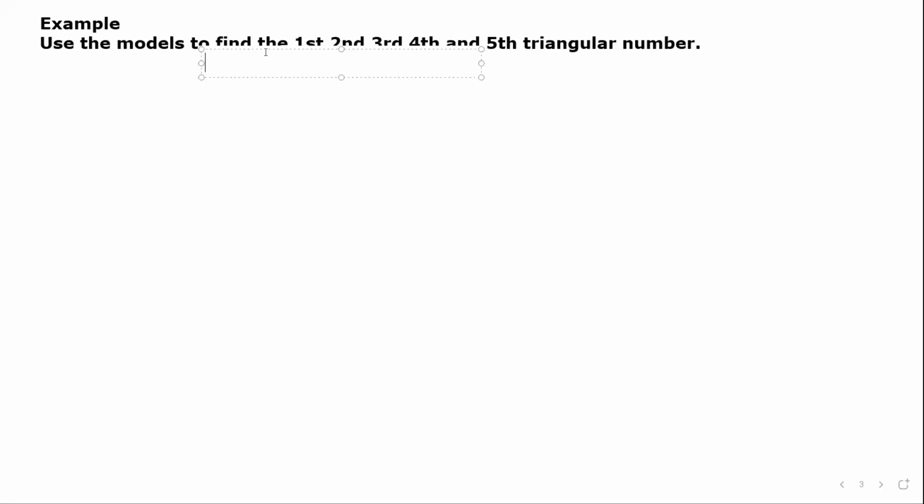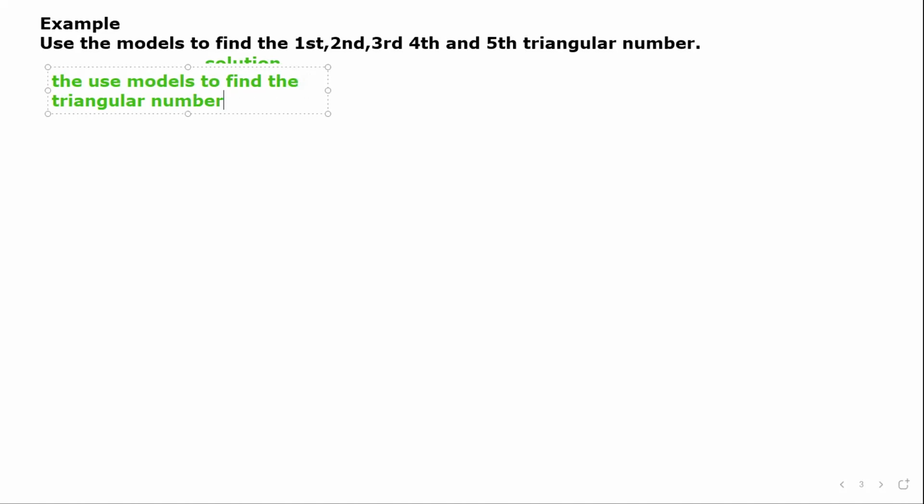So let me write my solution here. The use of models to find the triangular number. Good. Now with this, we said the first triangular numbers. The question here is to find the first triangular numbers, means you should draw one triangle. When you're using the models, you draw only one triangle here.